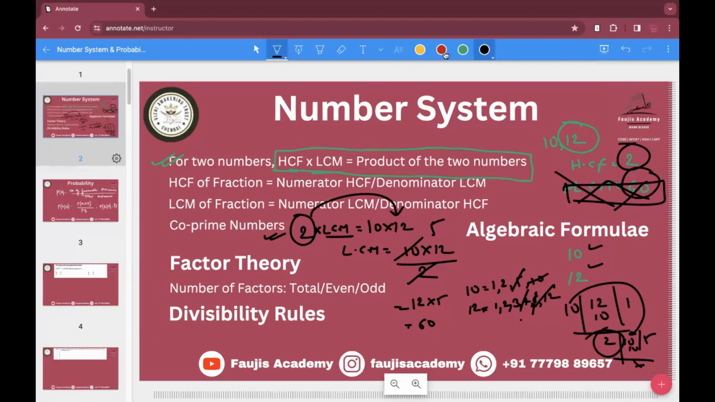So what if I tell you that of two numbers, one number we know is 12, the other number we don't know? But we know HCF is 2 and LCM is 60. How will you find it out? Can we find this using this? Yes or no? You sure you are getting it? You don't sound confident.